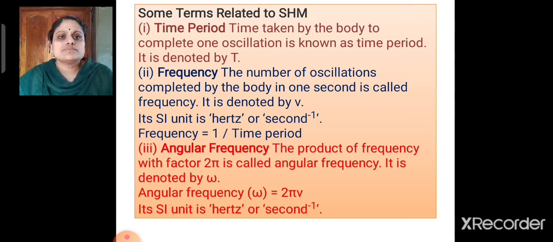Now let us see what is meant by angular frequency. The product of frequency with the factor 2 pi is called angular frequency. It is denoted by omega. Omega = 2 pi nu, where nu is the frequency. SI unit of angular frequency is also hertz or second raised to minus 1.